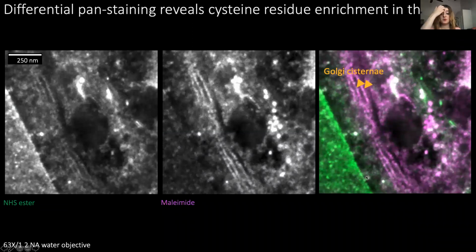And this is another example where this differential pan staining of the Golgi is very apparent. So here, this is NHS ester, maleimide, and then the overlay. You can see here Golgi cisternae highlighted with maleimide staining. And we believe, in consultation with the Rothman lab at Yale University, that this is most likely because of the high levels of palmitoyl transferases in the Golgi, which proteomics studies actually show have very high cysteine residues. They're very rich in cysteine residues.